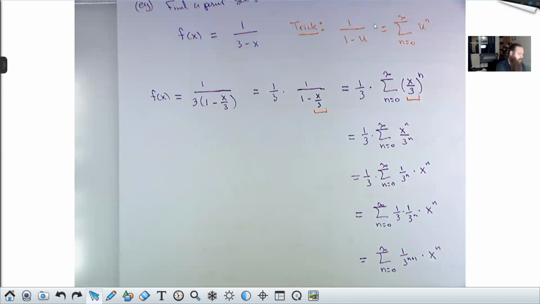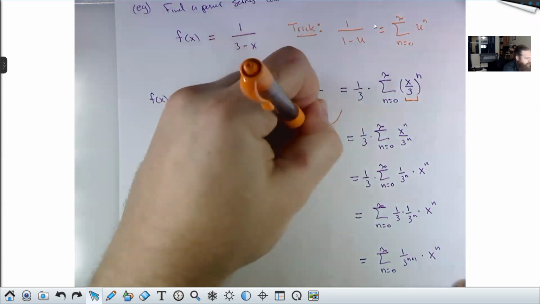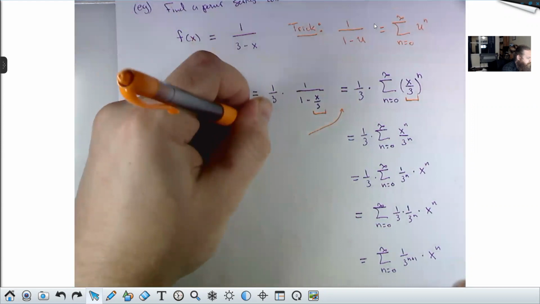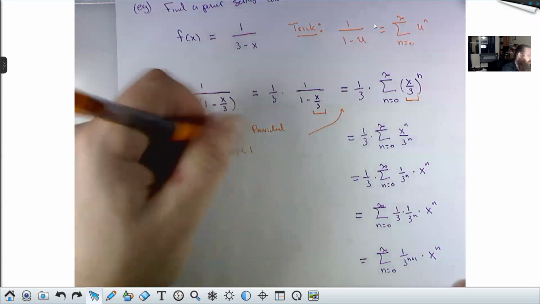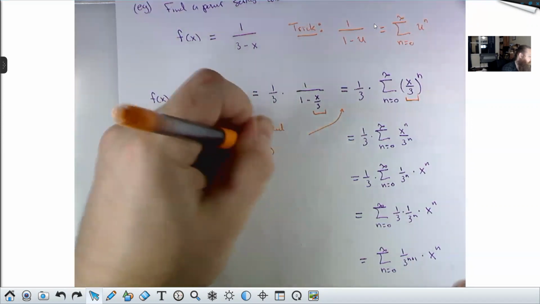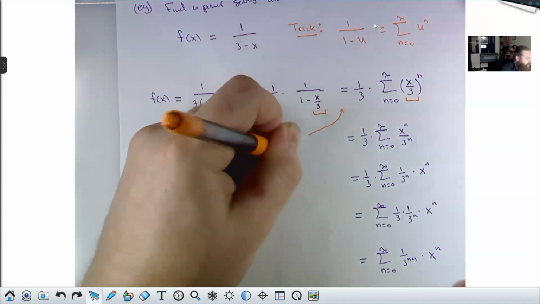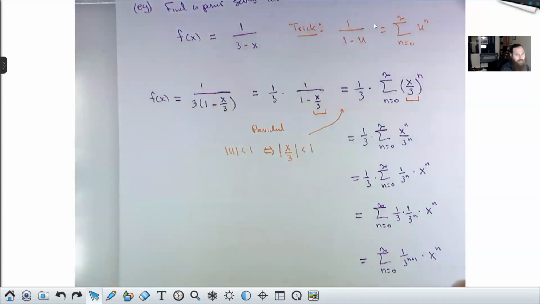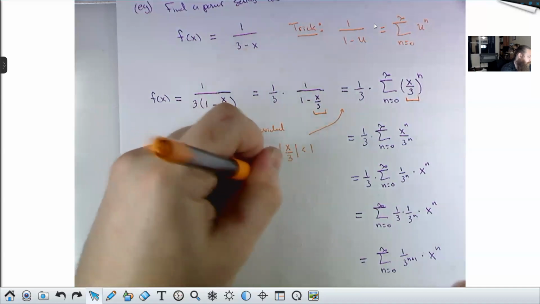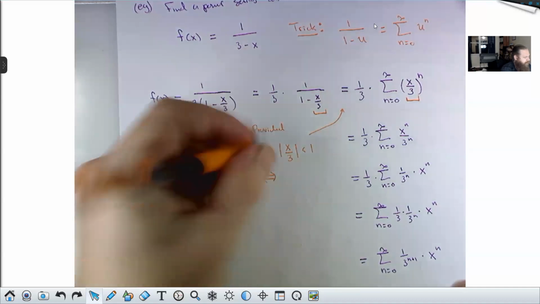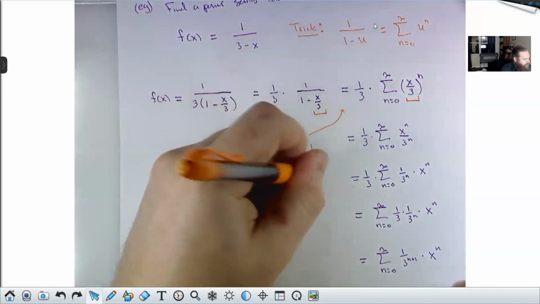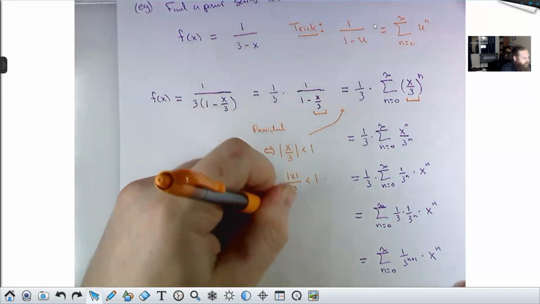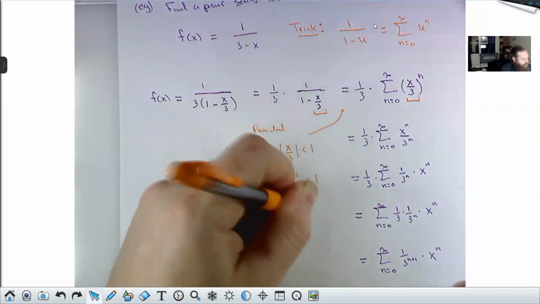Again, we need to talk about the interval of convergence. So this is true, provided, again, that the absolute value of u is less than 1, which here means the absolute value of x over 3 is less than 1, because that's what we're using for u. Which means here you can split this up as the absolute value of x over the absolute value of 3, which is 3. And then you can multiply the 3 over, you get abs x is less than 3.